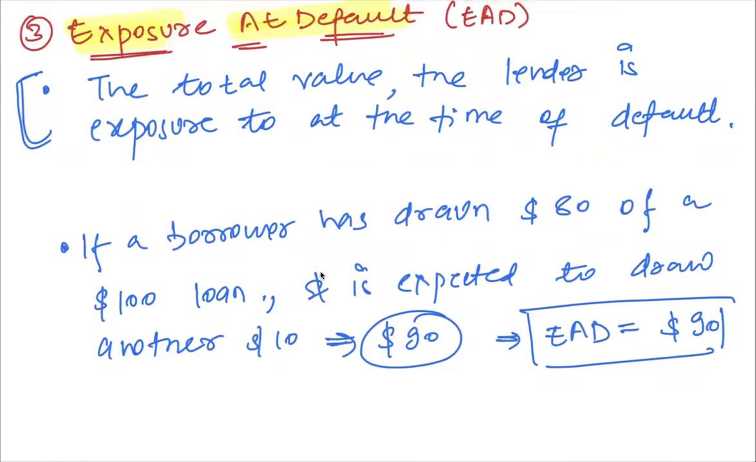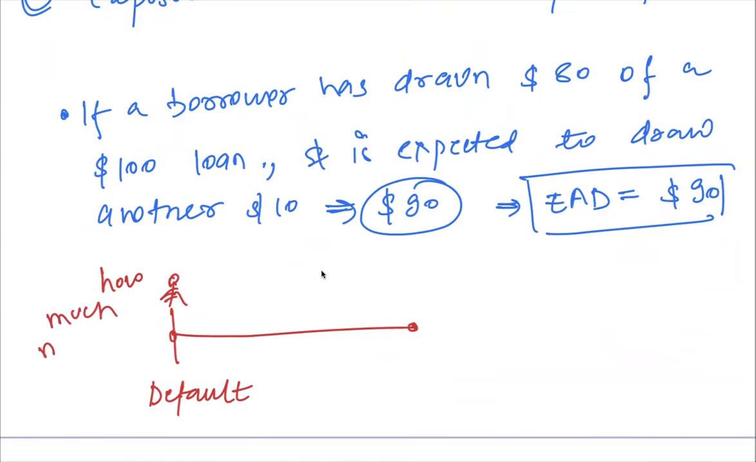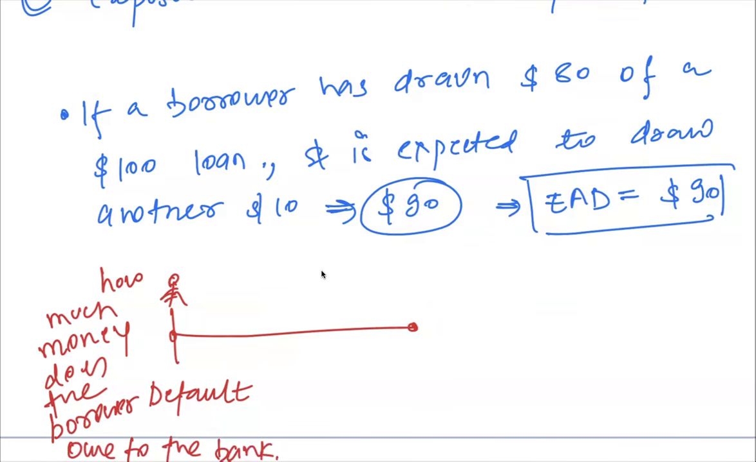It basically means that at the point of default, let's say at this point of default, how much money does the borrower owe to the bank? Okay, how much money does the borrower owe to the bank? This is what is meant by EAD. That is, what is the exposure at default?